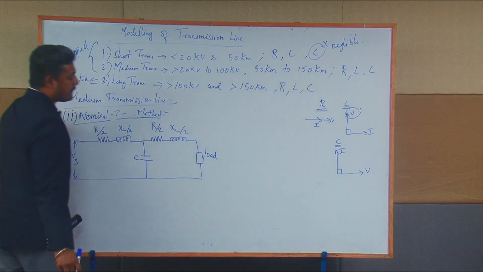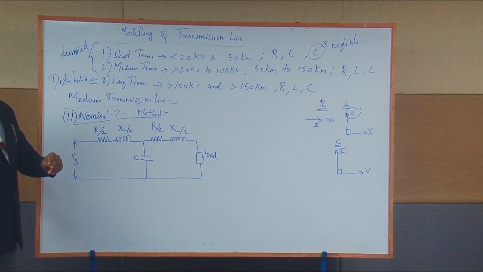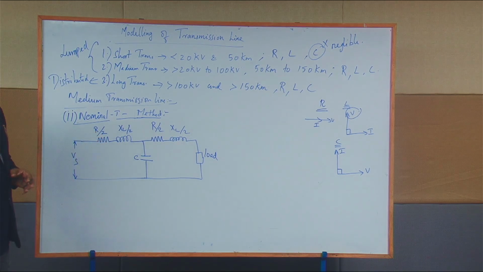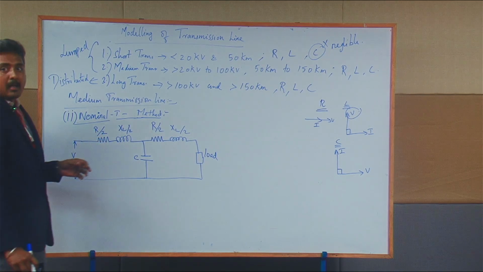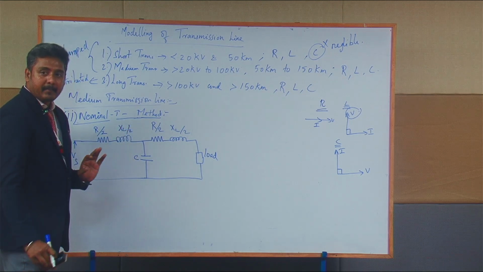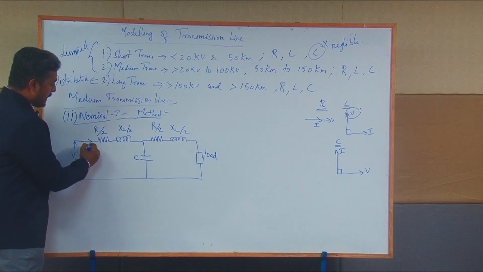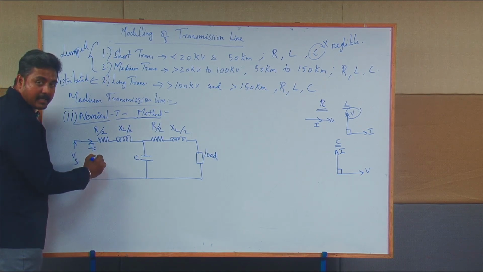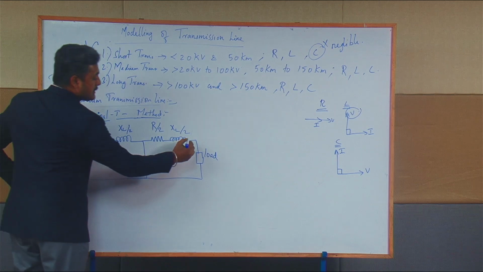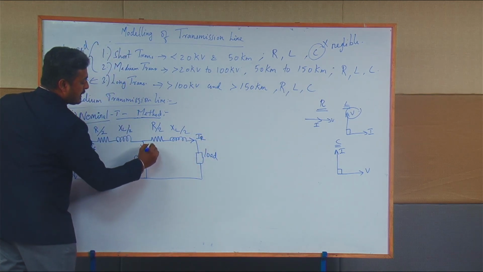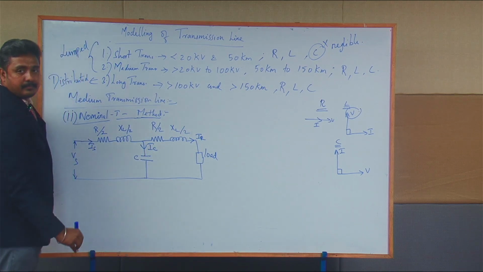and here you will be having the load. Now we are going to write the sending end voltage, sending end current, receiving end voltage, receiving end current, and the current flowing towards the capacitor. That Vs is nothing but the sending end voltage, Is is the sending end current, and IR is the receiving end current, and IC is the current flown in the capacitor.